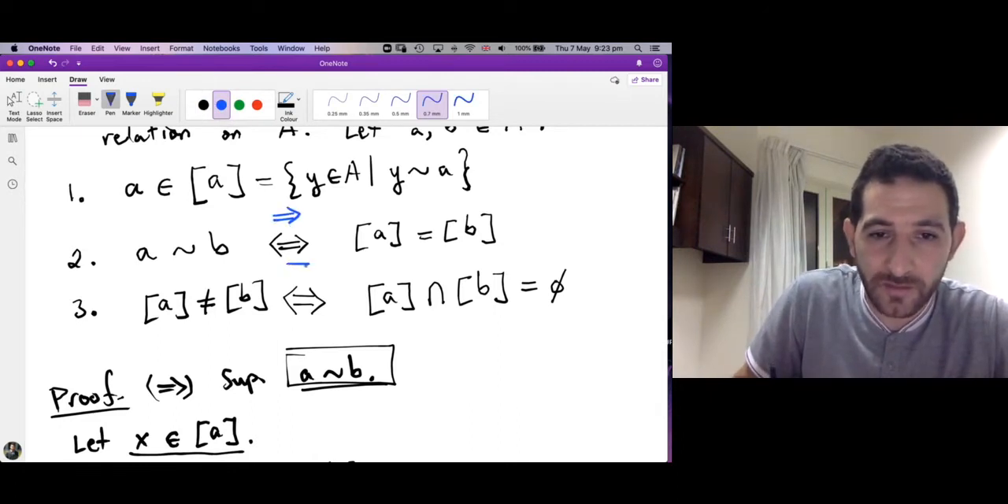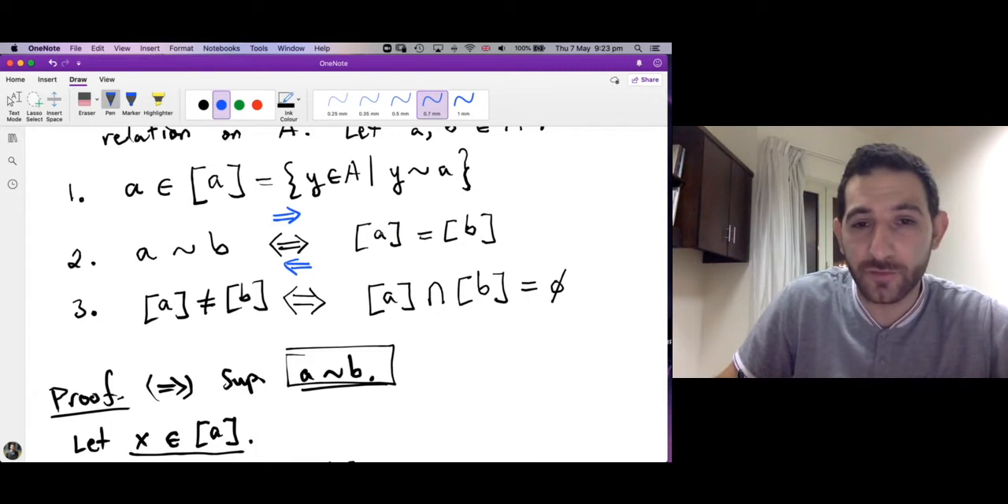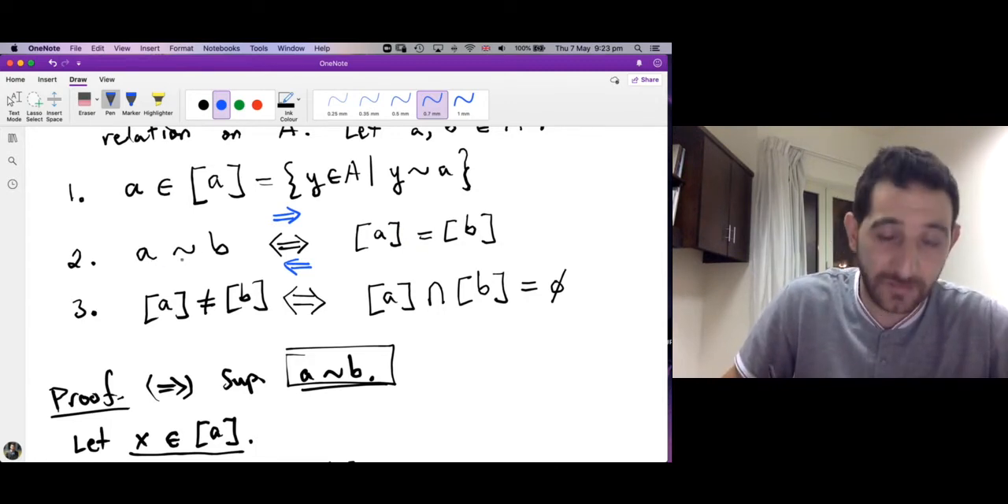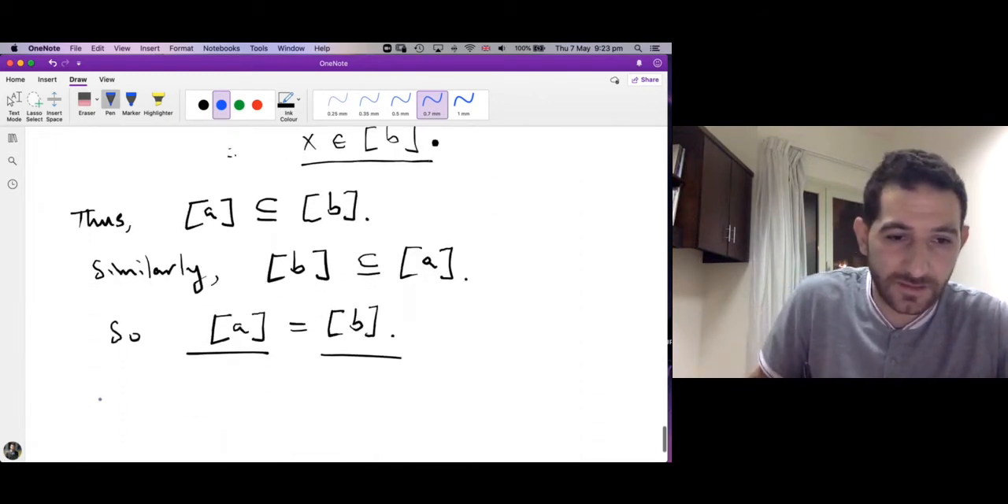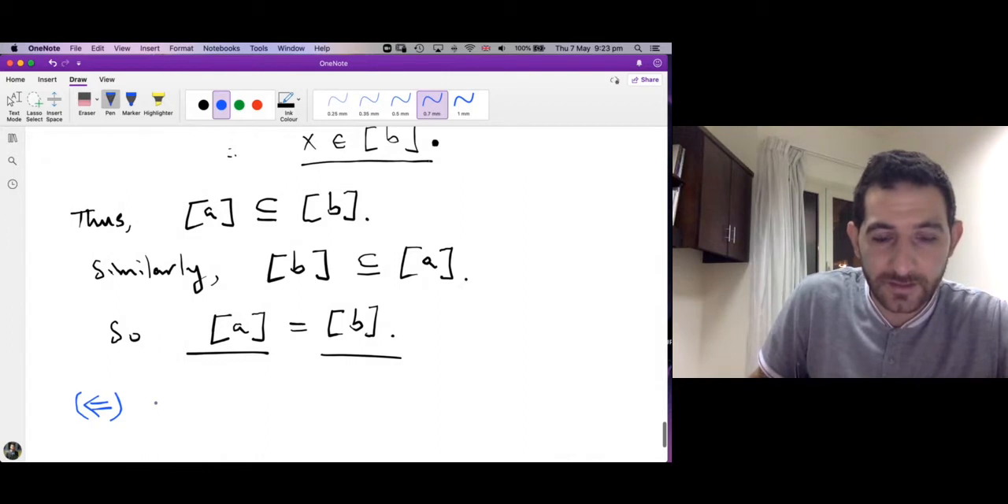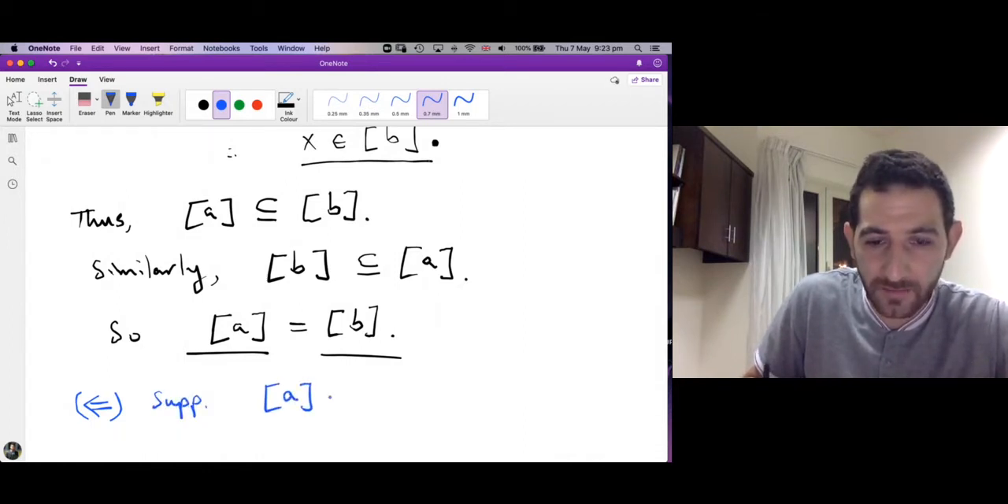Now we want to prove the reverse direction. If two elements have the same equivalence class, then they must be related. Okay, let's prove this. So this is the reverse direction. Suppose A and B are elements in A and they have the same equivalence class.